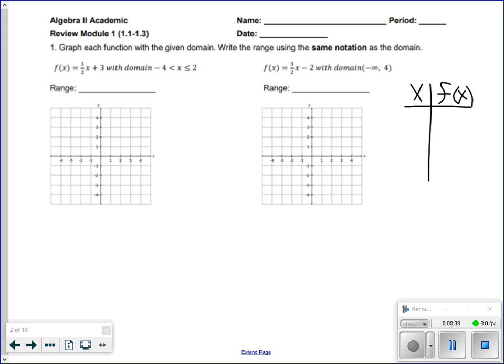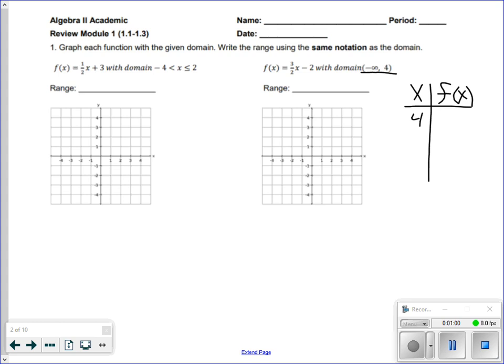All right. So we're going to look at this domain, and we're going to figure out what our endpoints are going to be. Remember, infinity and negative infinity are never actual endpoints. They're just part of an interval, but they're not an endpoint. You can never equal a negative infinity or a positive infinity, so it just cannot be an endpoint. So the only endpoint we have to know is that 4.